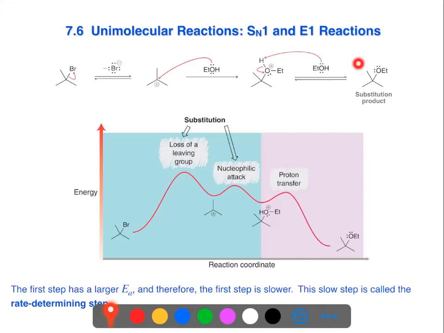So our substitution product is an ether. So in this example, the functional group transformation that we're showing you is the alkyl halide undergoing a transformation to an ether via the SN1 mechanism.